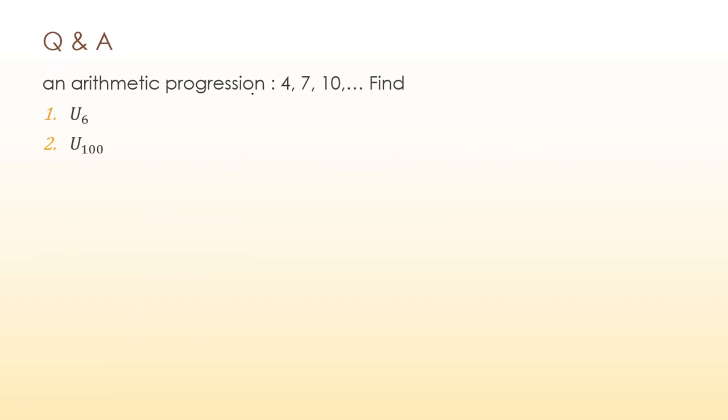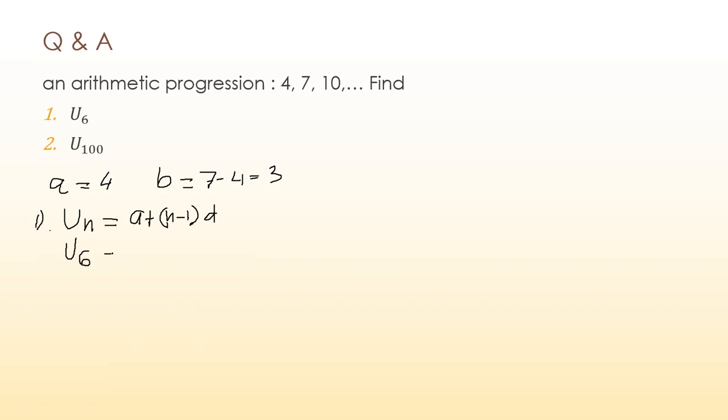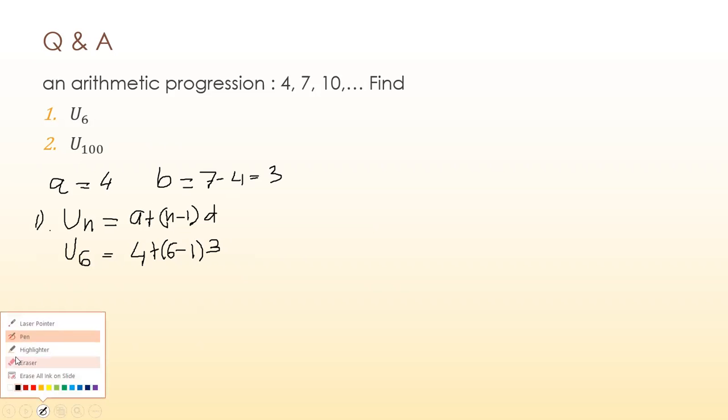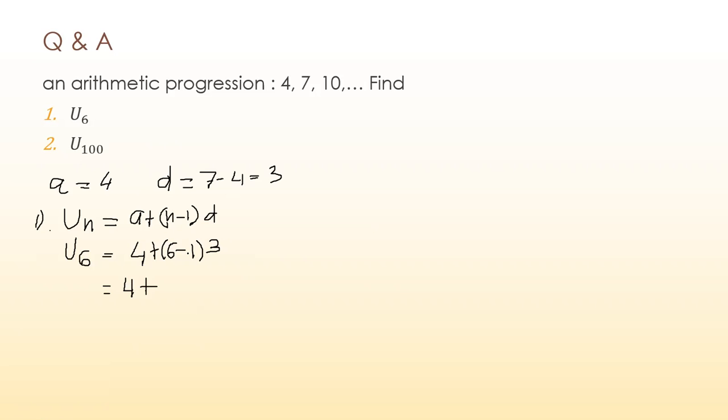That is an arithmetic progression: 4, 7, 10, and so on. Find U6. Look at this sequence. It's an arithmetic progression. A equals 4, D is 7 minus 4, 3. It means for UN, recall that UN is A plus N minus 1 times D. U6 equals 4 plus 6 minus 1 times 3. So this one is not B, but D. Okay. And it becomes 4 plus 5 times 3, 15, equals 19.